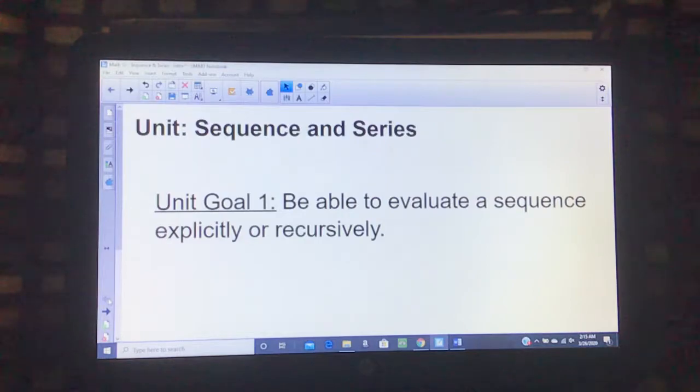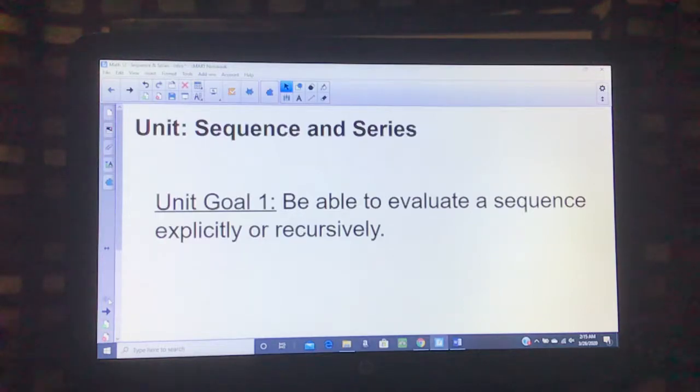This unit seemed a little easier to teach by video than some of the other ones we had to do. So, I'm figuring if we are able to go back to class, it'd be easier to wait to do those other units. Obviously, if we can't, we can't. But I decided to do the sequence and series unit.